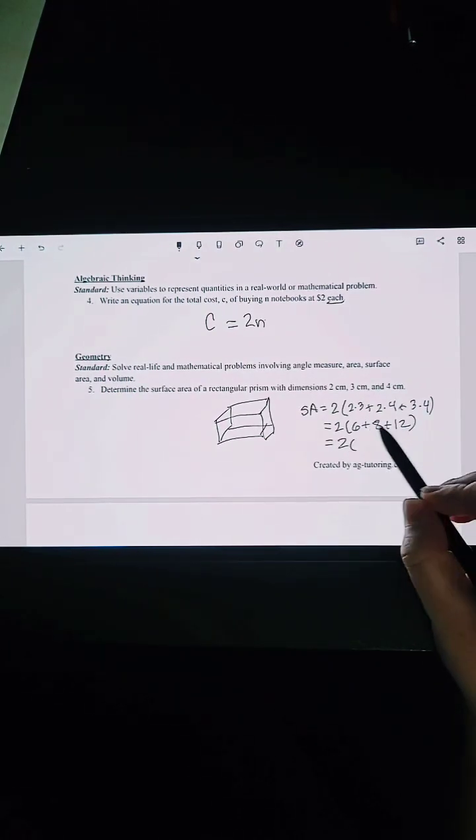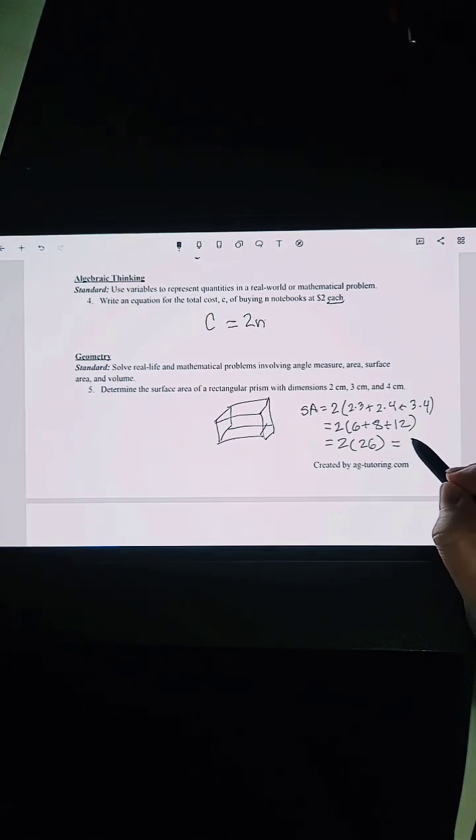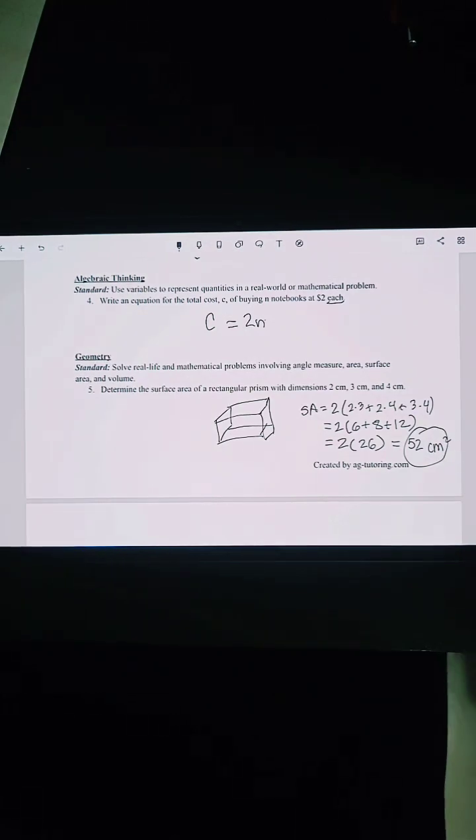And then 6 plus 8 is 14. 14 plus 12 is going to be 26. 2 times 26 is going to be 52. And then it would be centimeters squared as the unit, because anything with area, we put squared as the unit.